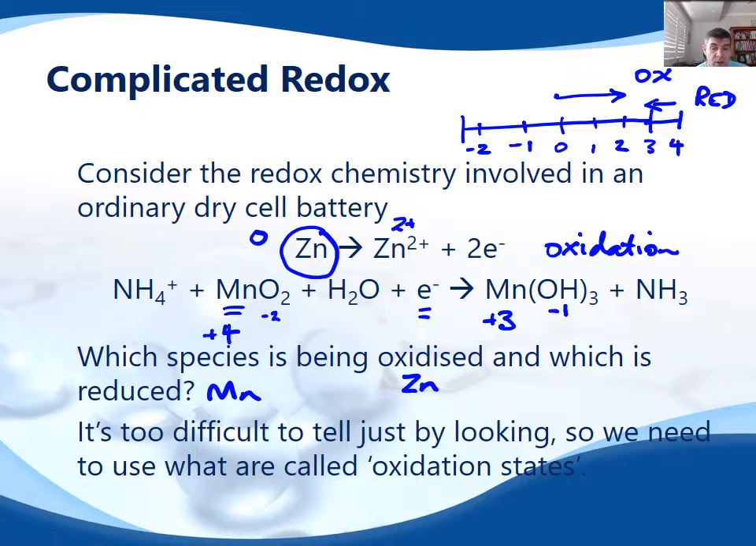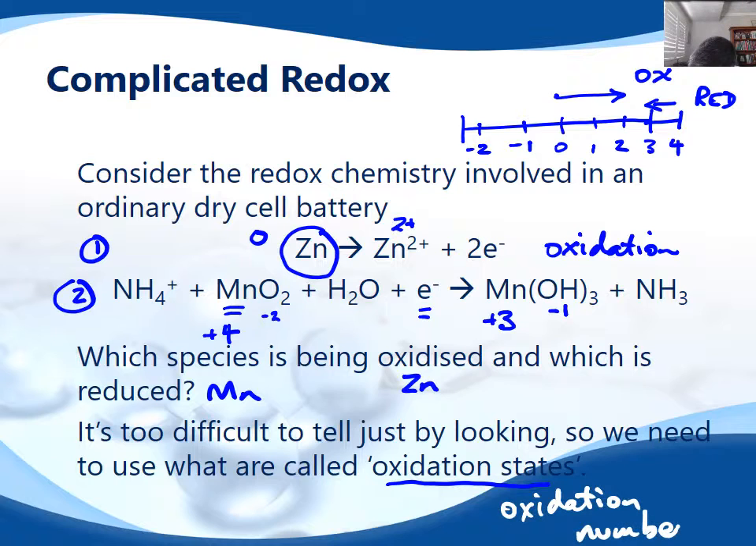Often these equations are very complex, and so it's very difficult for us to identify what's going on just by looking at them. The first of these equations is reasonably straightforward, zinc becoming zinc ions. You probably pick up very quickly. But the second equation is much more complex, and it's much more difficult to try and identify just straight off what is actually happening. The concept of oxidation states, or also referred to as oxidation number, is a way of helping us to identify what's actually going on in a redox couple.